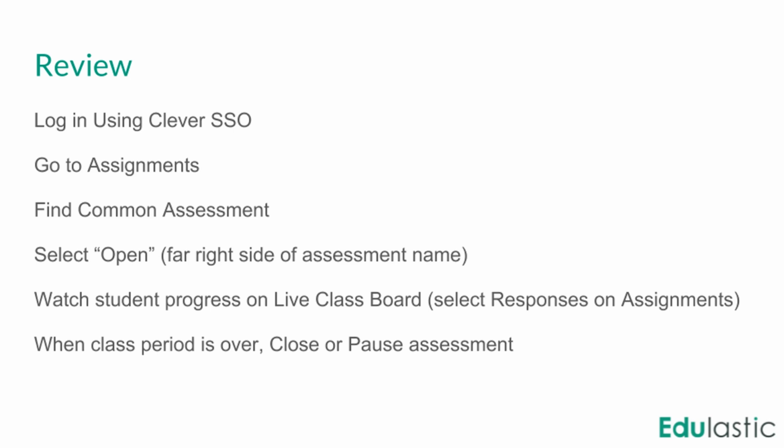The steps that summarize the process you'll be going through for your quarterlies are to log in using your Clever single sign-on. Once you're logged in, go to your Assignments tab on your left side navigation. Find the common assessment or the name of the quarterly you'll be administering. Select Open. This is on the far right side of the assessment name on the assignments page. You can watch the students as they're taking the assessment and watch their progress using the live class board, which you'll find by selecting the Responses button, also on the assignments page. And then when the class period is over, you can close or pause the assessment.